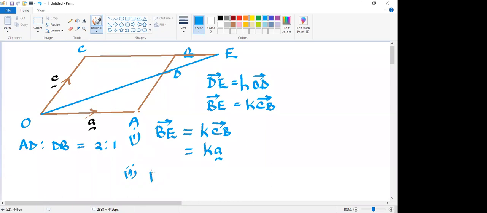My vector of interest is the vector DE. What is DE? In terms of H, in terms of vector A, and also vector C. Very good.